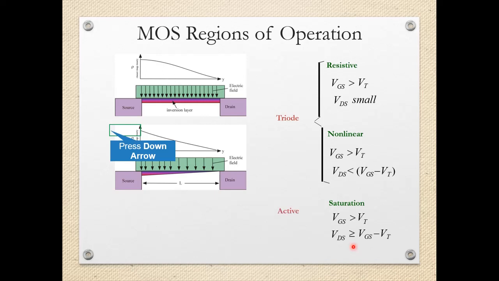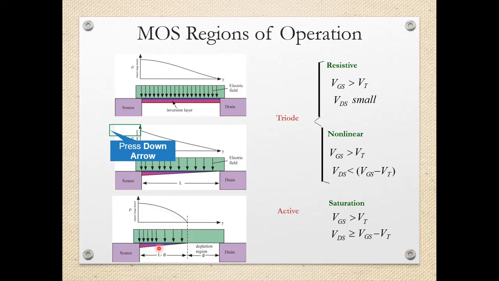The next region of operation is saturation, and before that it is the active region. So here the condition is VDS is now greater than or equal to VGS minus VT. Previously VDS was less, and now it is greater than or equal to VGS minus VT. So that results in the active region.